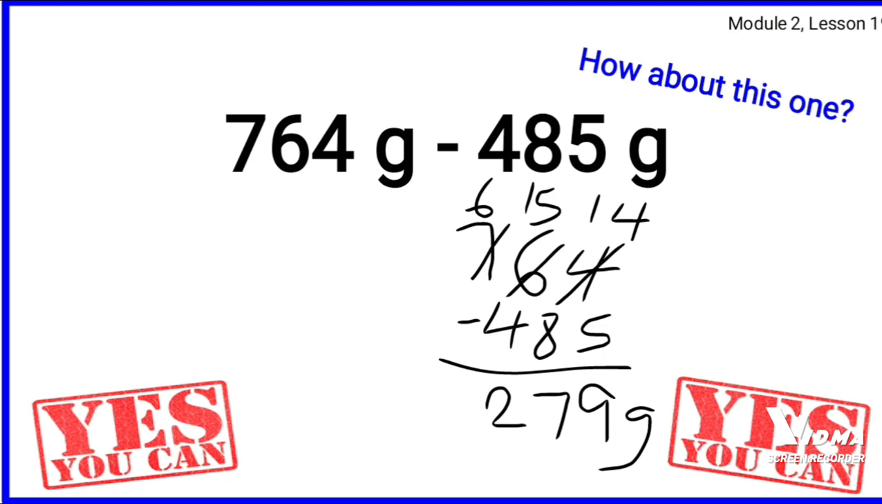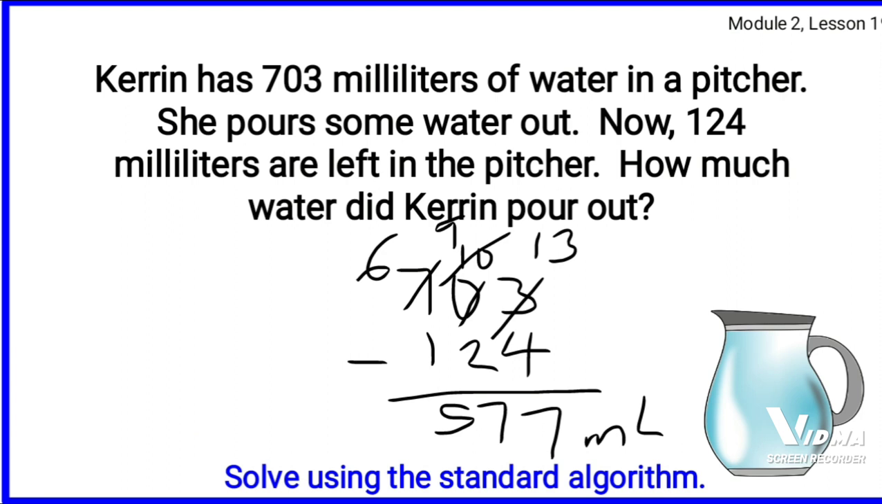279 grams. Let us solve this word problem. Karen has 703 milliliters of water in a pitcher. She poured some water out. Now 124 milliliters are left in the pitcher. How much water did Karen pour out? Simple. 703 minus 124. My answer, 577 milliliters. Just look at this one.